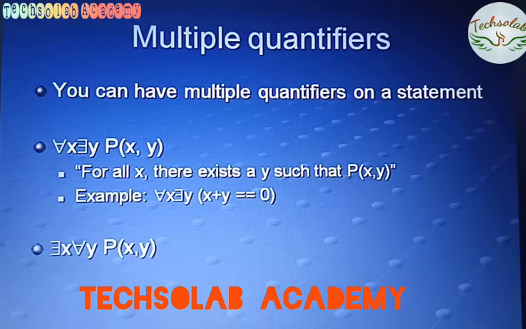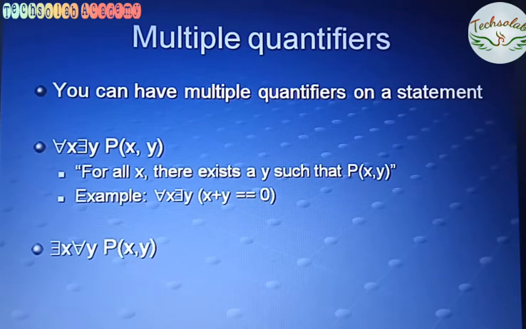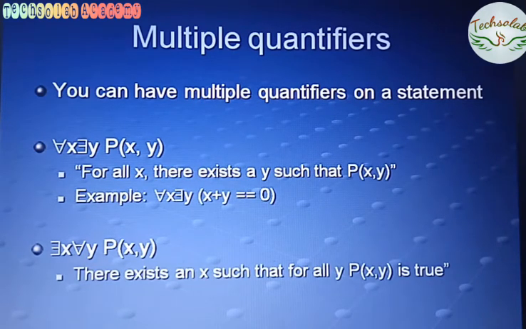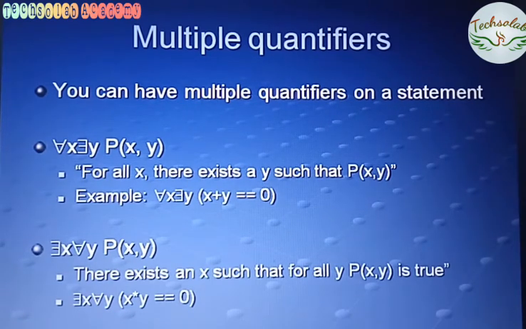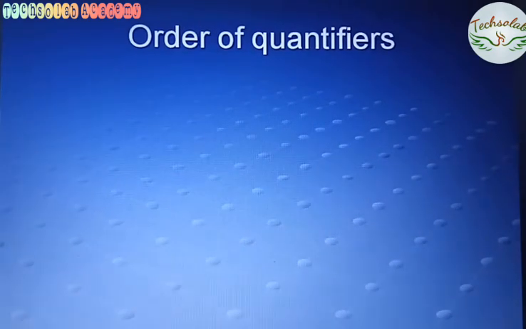I told you that our domain is real numbers. So there exists at least one x such that for all y, the predicate statement is true, because there exists x for all y such that x multiplied by y equals 0. At least one element exists for all real numbers, and 0 is the element such that x times y equals 0.